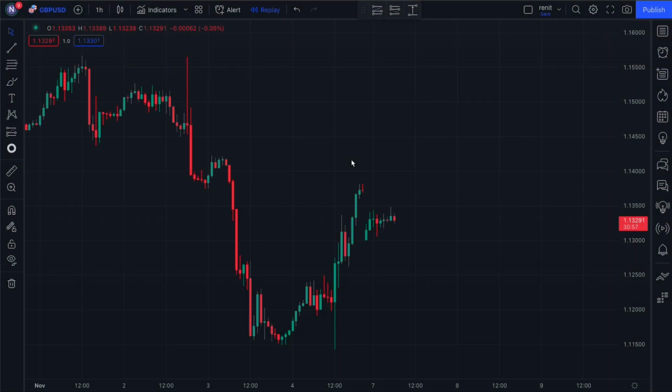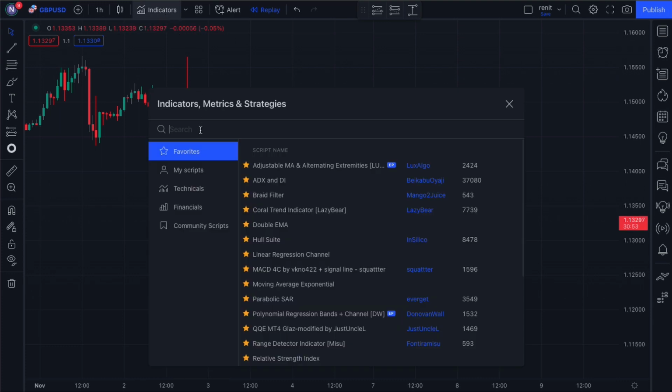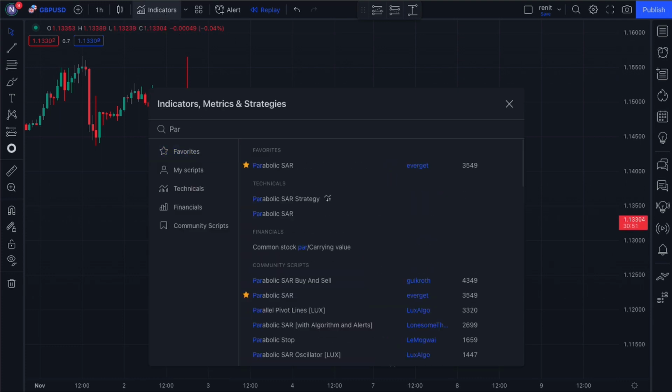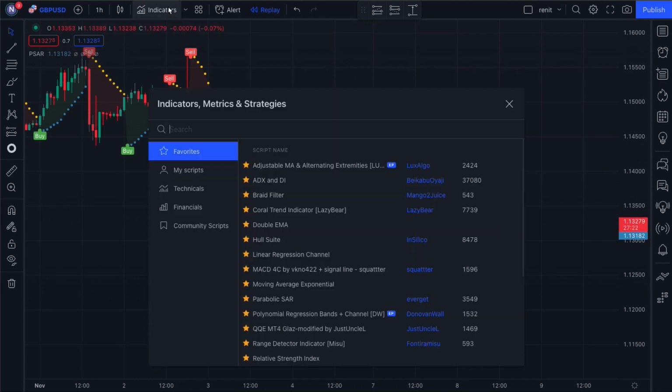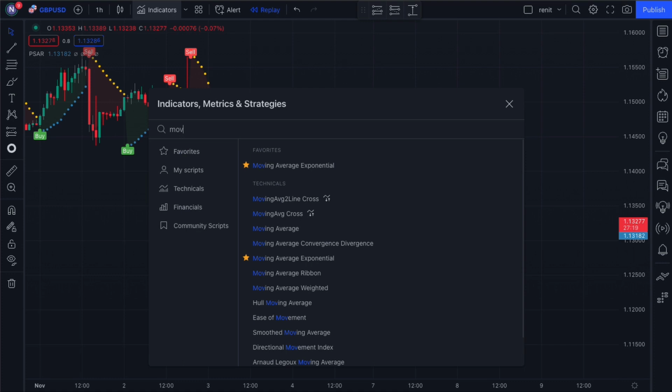Okay, now that we're on the correct chart, let's head up to the top of the indicators tab and search for our first indicator, which is called Parabolic SAR. And it's this one right here by Everget. Alright, now that we have our first indicator in place, let's add our second indicator to the chart. So again, heading to the indicator search tab and searching for moving average exponential. And it's this top one here under the technicals category.